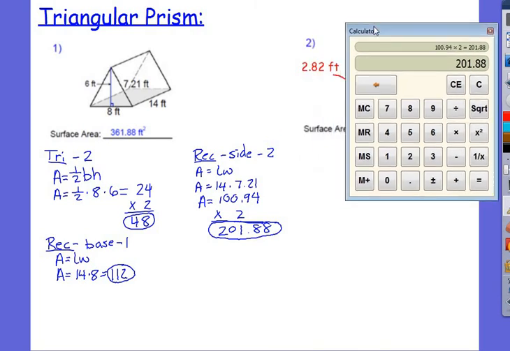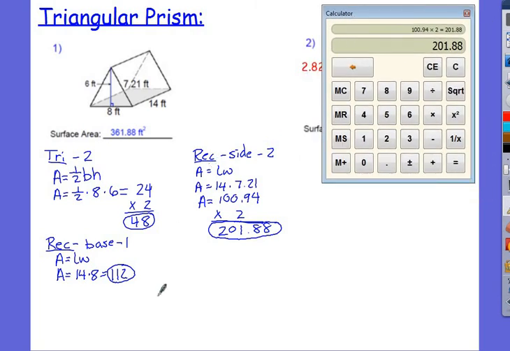What do you have to add? So for surface area, I've got to add those up. 48 plus 112 plus 201.88 gives me 361.88 feet squared.